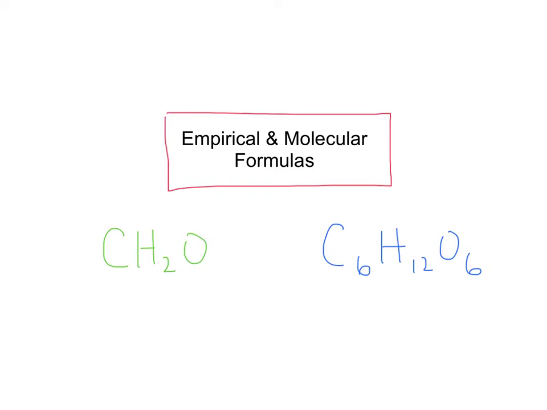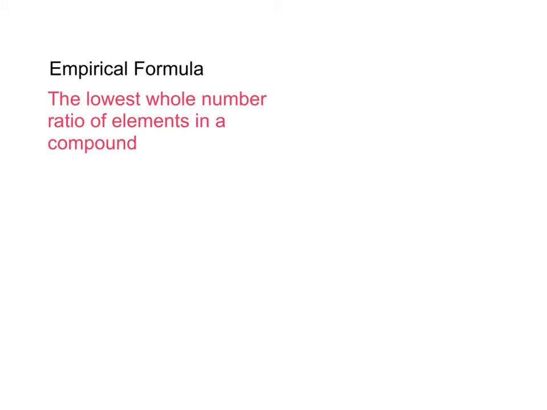Okay, so this screencast is an overview of how to determine and the definitions of empirical and molecular formulas. So first, the definition. Empirical formulas are defined as the lowest whole number ratio of elements in a compound. And an example of that could be a hydrocarbon, where we have this empirical formula.